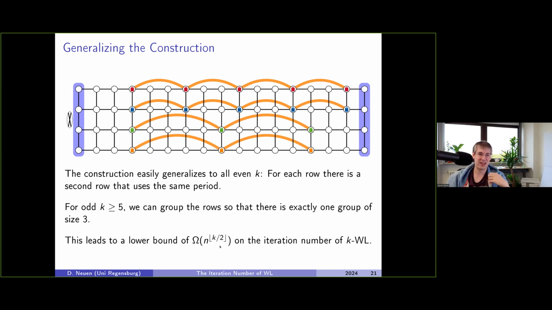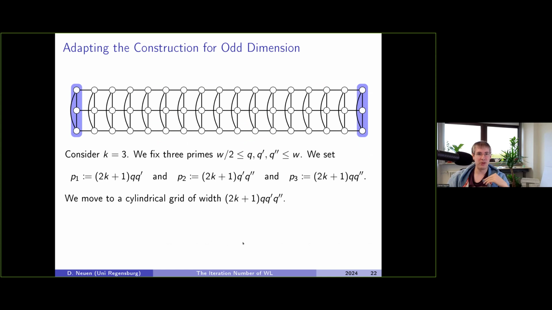And quickly mention, so here we get n to the k over 2 with the floor. In the main result, I had n to the k over 2 without the floor. So this you can also achieve with a slight modification of the construction. Here I have done the construction for k equal to 3, where we have a grid of height 3, where we choose 3 primes and we put 2 primes in every row. So for example, for the first row, the period will now be q times q prime. For the second row, it will be q prime times q2 prime, and for the third row correspondingly.